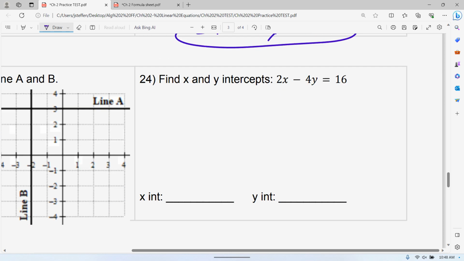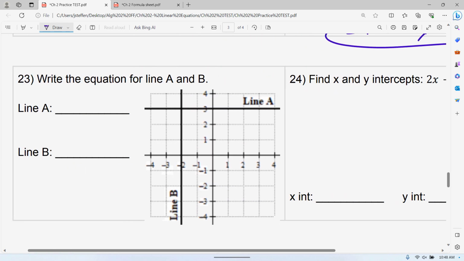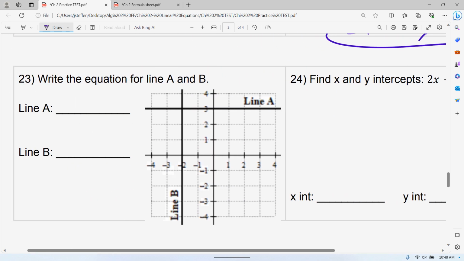Again, if you have these memorized, they shouldn't take very long. Your line A is a horizontal line, so horizontal lines are y is equal to, and it is y is equal to 3. That's where it crosses the y-axis. Your line B is a vertical line, so x is equal to, and this one's negative 2 because that's where it crosses the x-axis.